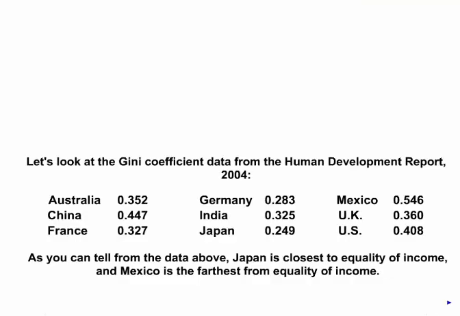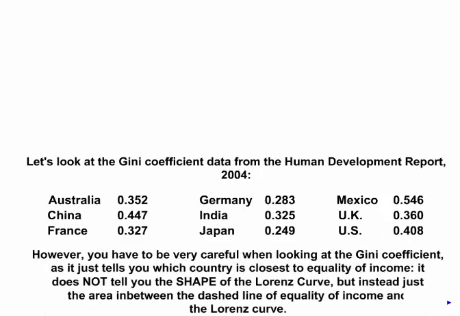Let's look at the Gini coefficients from the Human Development Report of 2004. As you can tell, Japan is closest to equality of income at 0.24, and Mexico is the farthest from equality of income at 0.54. However, you have to be very careful when looking at the Gini coefficient, as it just tells you which country is closest to equality of income.